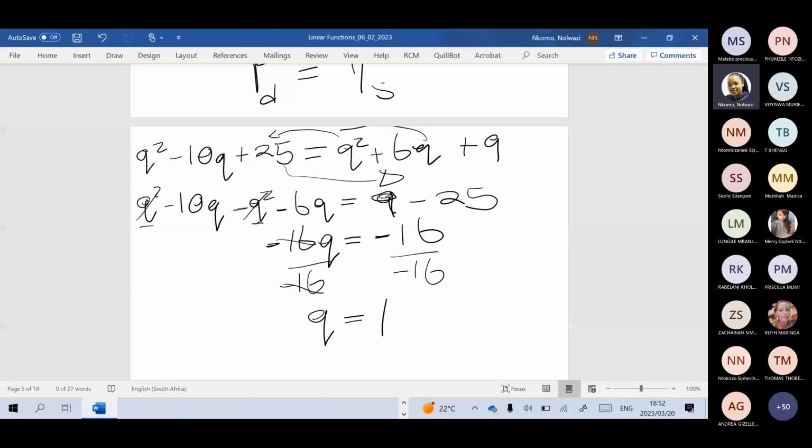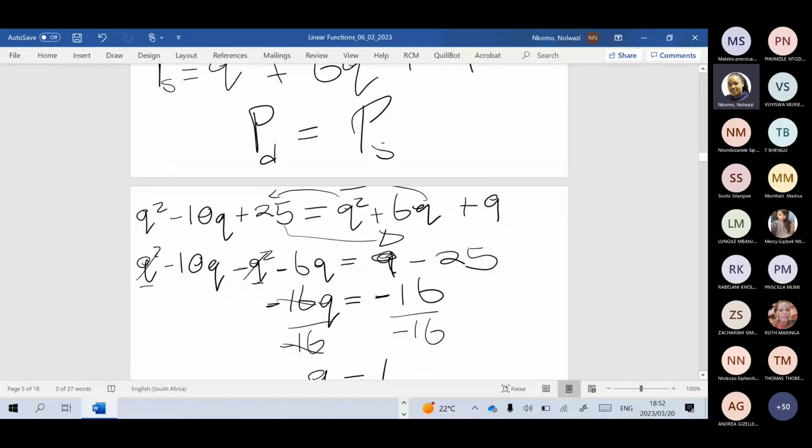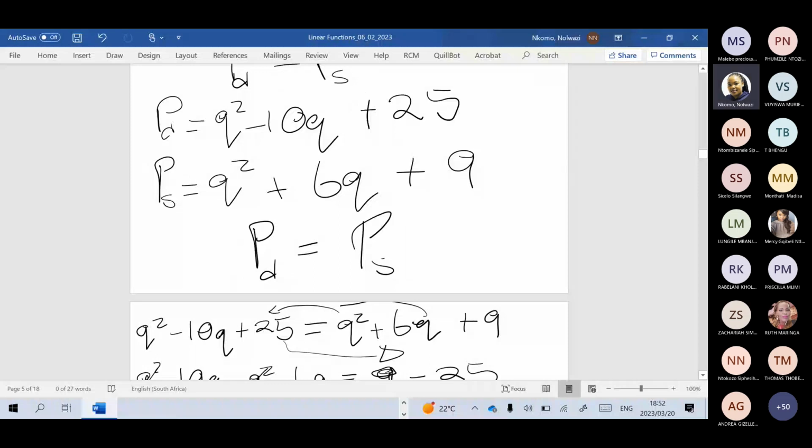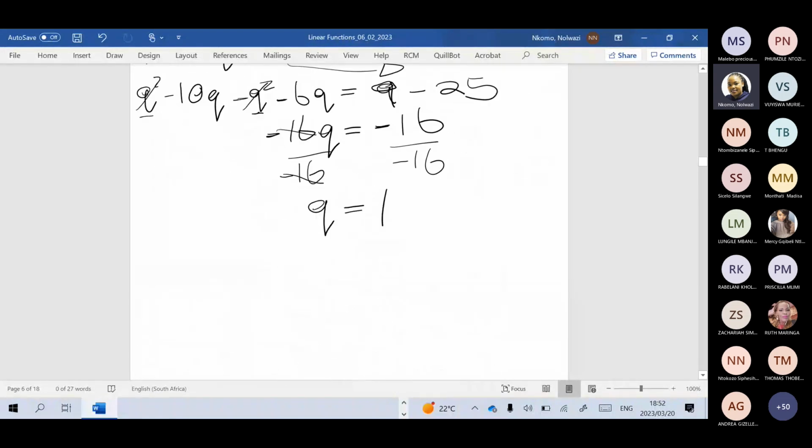Okay, you can take this Q and substitute it in either of the equations, the demand or the supply, since you obtained that Q by equating these two. So if you substitute that Q in the other equation, you'll get the same value. It's better to substitute in one equation, since you get the same thing. So we're saving time. So we have P equals Q squared minus 10Q plus 25.